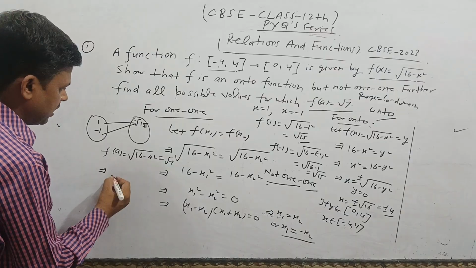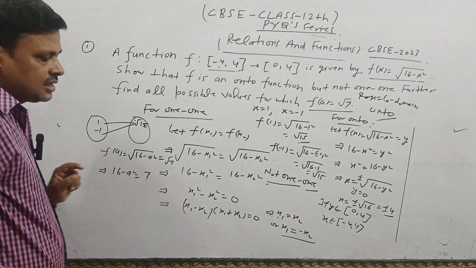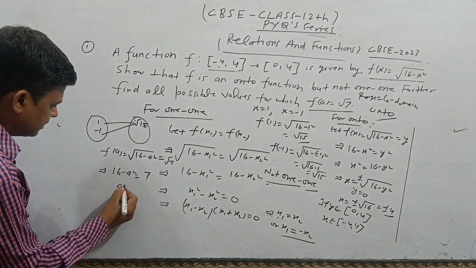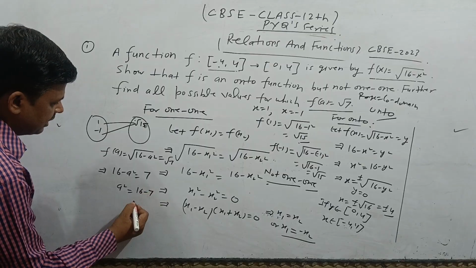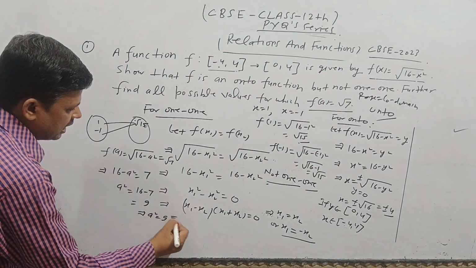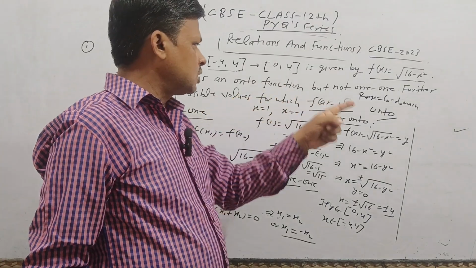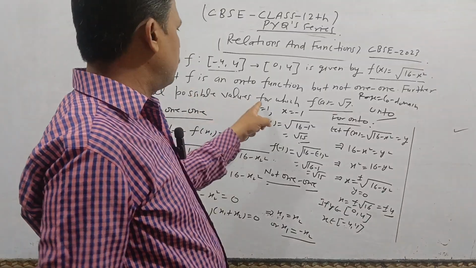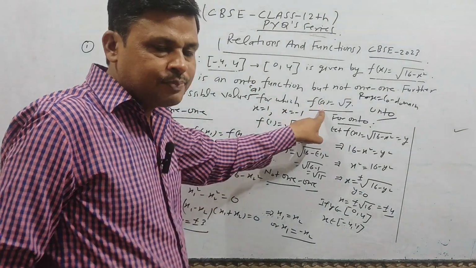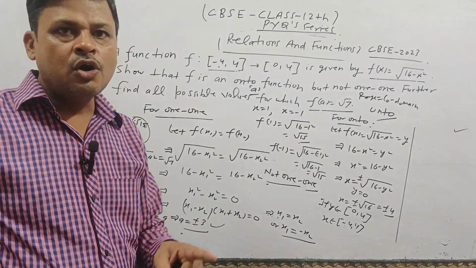In this way, after squaring both the sides, 16 minus a square is equal to the square of root 7, which is 7. In this way, you can write a square is equal to 16 minus 7, and 16 minus 7 is 9. So a square is equal to 9 and a is equal to plus minus 3. So the possible values of a, because here a is the parameter to be determined, are either plus 3 or minus 3.